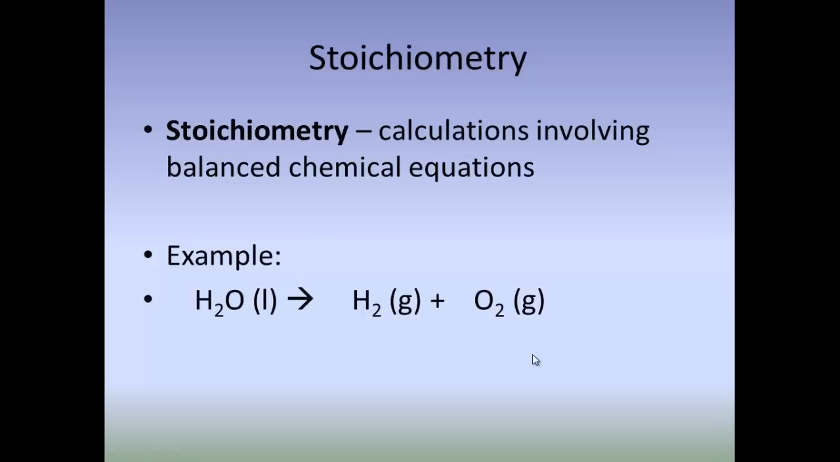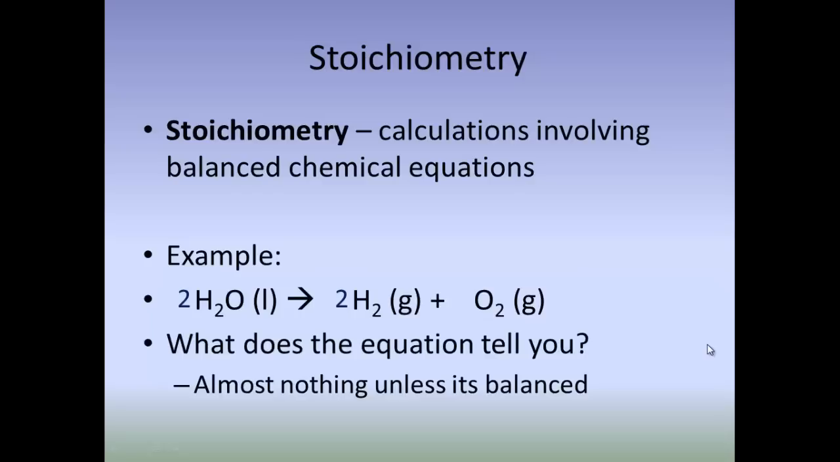To fix that, we have to balance the equation. How many hydrogens do we need? How many oxygens do we need? Balance the equation with a 2, and a 1, and suddenly this equation is much more useful. When it's balanced, it will tell you how much of the reactants and how much of the products, what you can expect, or what you should put in. If it's not balanced, it tells you almost nothing. You don't know anything about how to carry out that reaction or how much of each thing you should use.